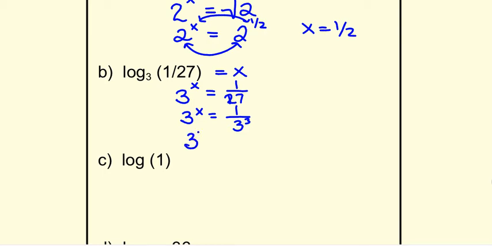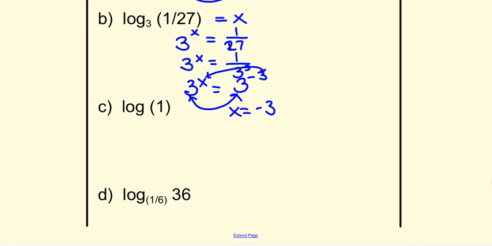So 3 to the x equals, I'm going to change it to a negative power. 1/3 cubed is the same thing as 3 to the negative 3 power. My bases are the same, so my exponents must be the same. So my answer is -3.